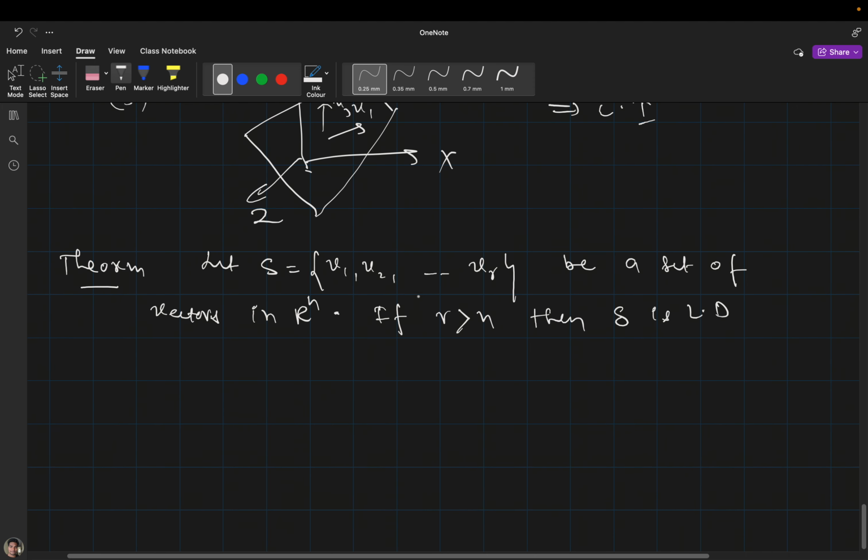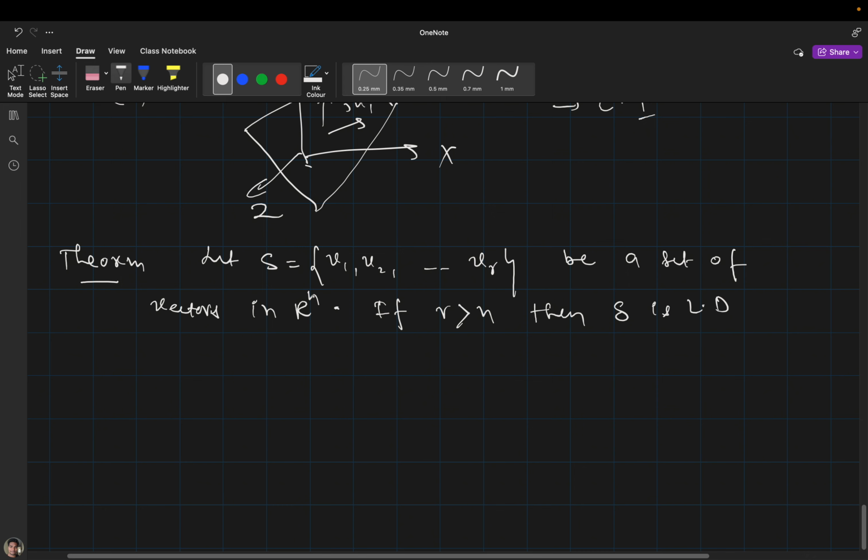So here you can see that if those vectors v1, v2, v3, ..., vr are in n-dimensional space, and the number of vectors is greater than the dimension, then you will always have a linear combination. You can always write one vector in the form of the other vectors. So that's why this system will always be linearly dependent.